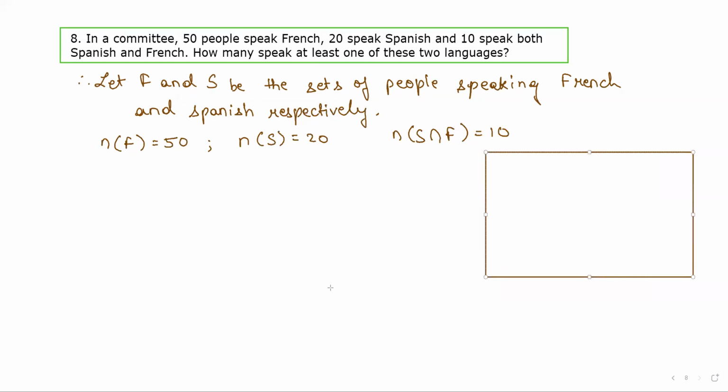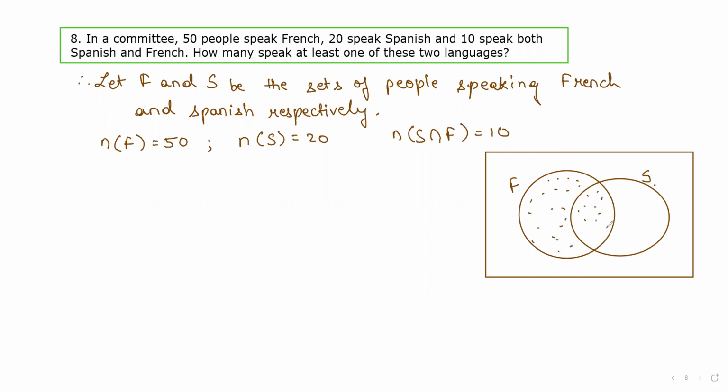If we draw a Venn diagram with these two elements, at least one of the two languages. So this portion, either the person would speak French, or the person would speak both French and Spanish, or the person would be speaking Spanish. In either of these three scenarios, the person would be speaking at least one of the two languages, either one solo language or both the languages. That is the meaning of at least one of the two languages. So here the shaded portion is F union S. This is what you're supposed to calculate.